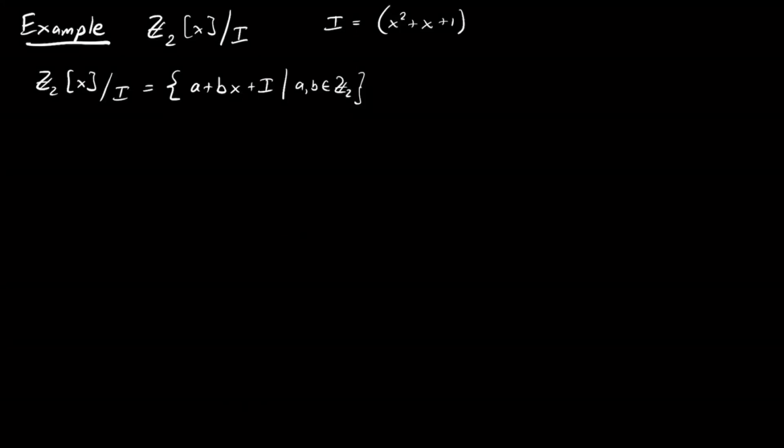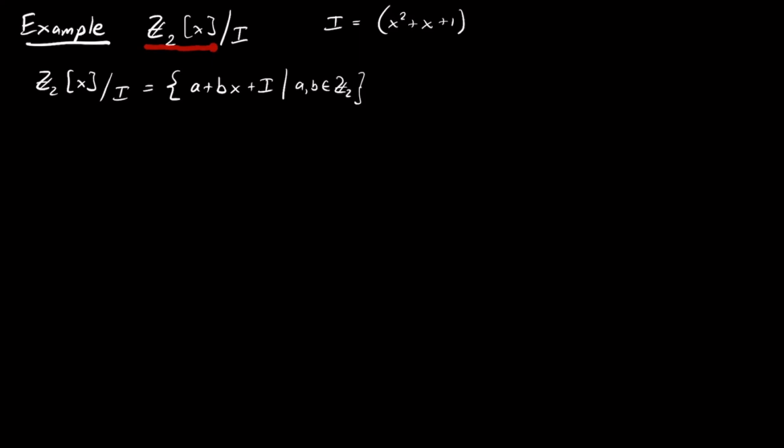So we'll consider the ring Z2[x] mod I. So I'm taking polynomials whose coefficients are elements of Z2 and quotienting it by I, and I is the principal ideal generated by x squared plus x plus 1. So something interesting is going to happen here. The first thing I want you to observe is that Z2[x] alone, the polynomial ring, has infinitely many elements in it, right?